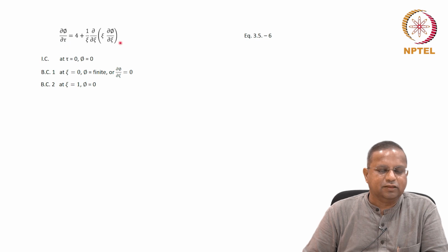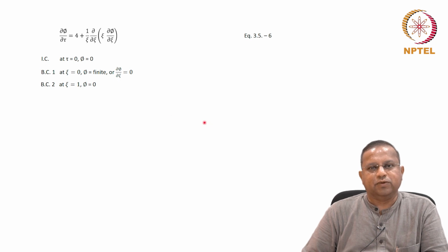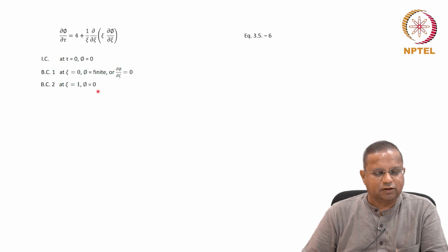We arrived at this differential equation in terms of the non-dimensional variables that we had defined. Dou phi dou tau equals 4 plus 1 by xi dou xi dou phi dou xi, and the initial condition and boundary conditions were written in terms of the non-dimensional variables. We took a break at this point and we said we'll continue with the solution here. It is tedious, and therefore we are doing it in parts.